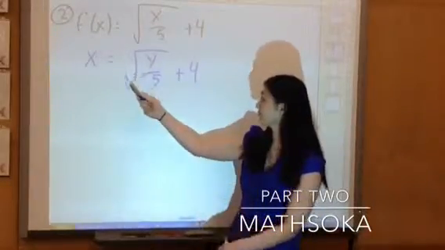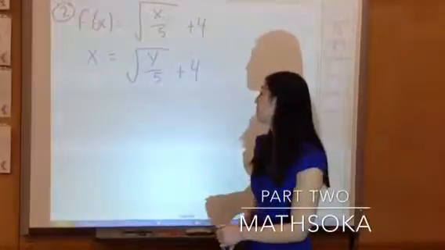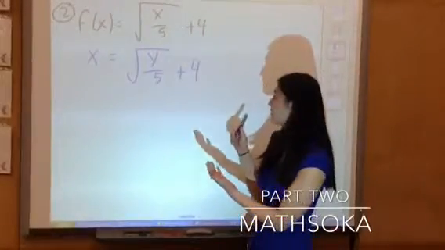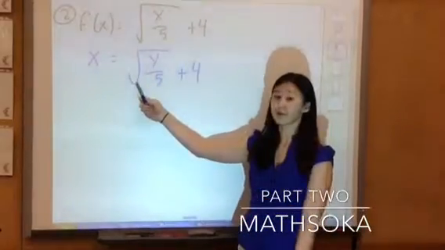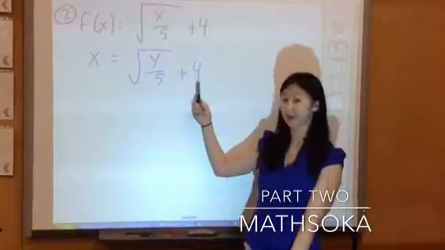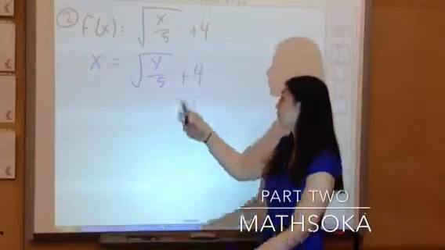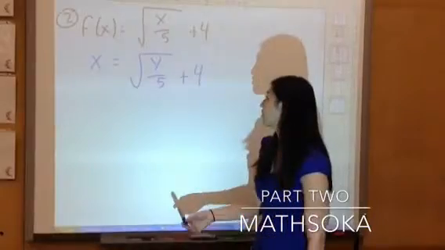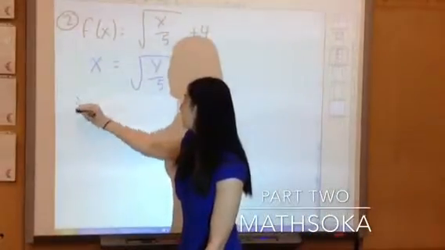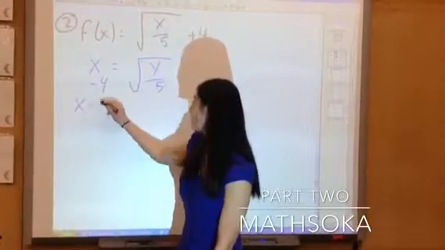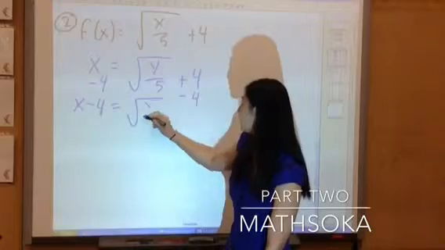So we still have the square root, we still have that we're dividing by 5, we still have the plus 4. So again, we need to figure out what we want to work with first. Do we want to work with the square root first, the 5, or the 4? We want to work with the 4 first because the 4 is adding to everything. So we're going to subtract 4 from both sides. So it's going to be x minus 4 is equal to the square root of y over 5.